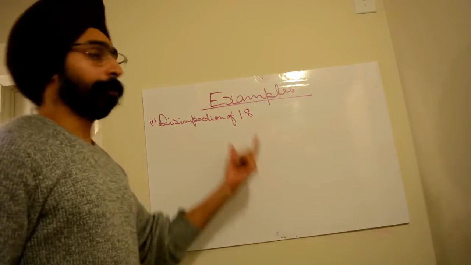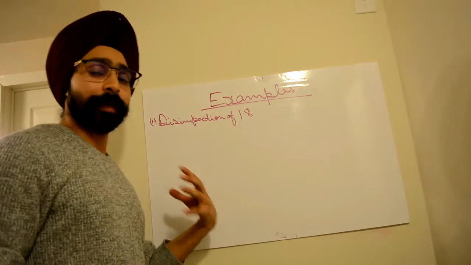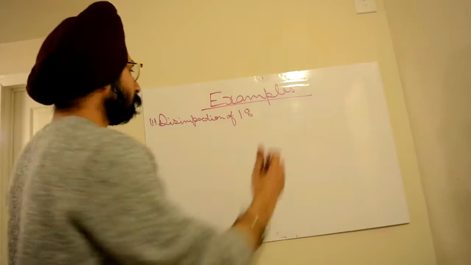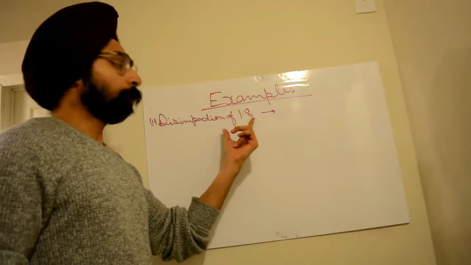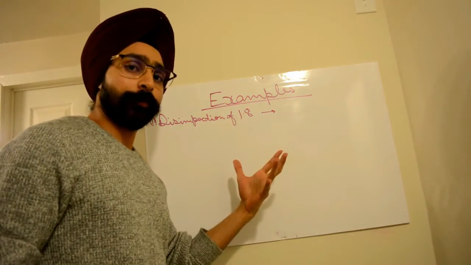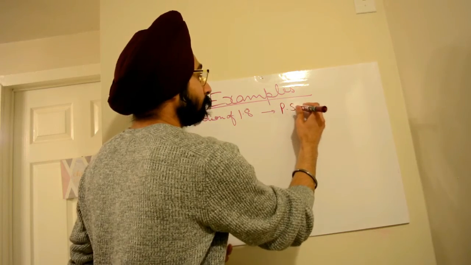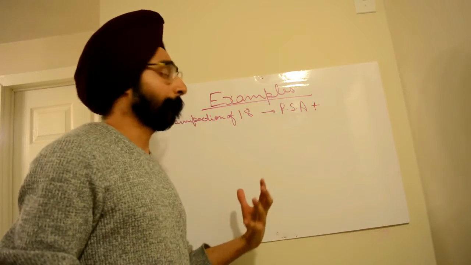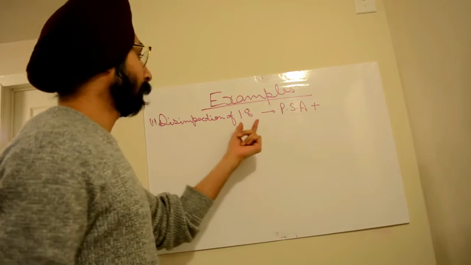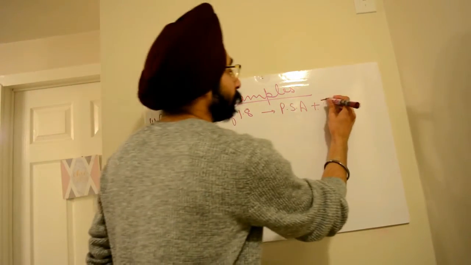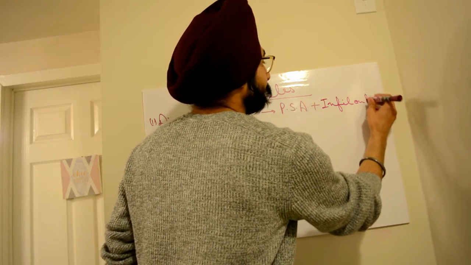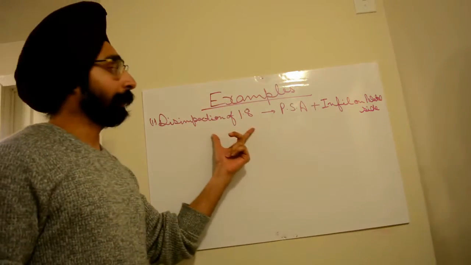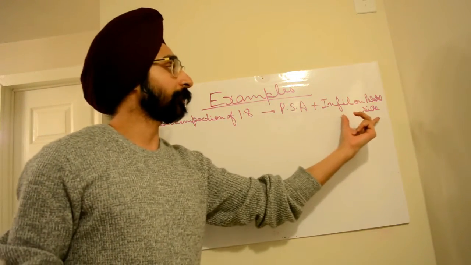Disimpaction of 1-8. Even though this is a single tooth, I told you that in case of disimpaction we cannot give infiltration, we need to give a nerve block. So basically the pulpal tissue of 1-8 is anesthetized by which nerve block? Yes, the posterior superior alveolar nerve block, plus, since the posterior superior alveolar nerve block does not anesthetize the palatal area, to anesthetize the palatal area of 1-8 we need to give infiltration on palatal side. So for the disimpaction of 1-8, we will give PSA nerve block plus infiltration on the palatal side.